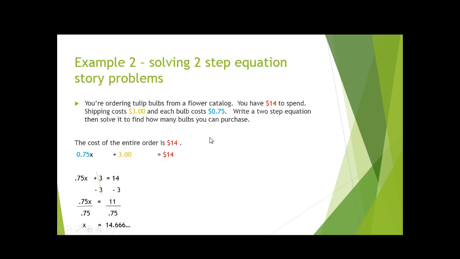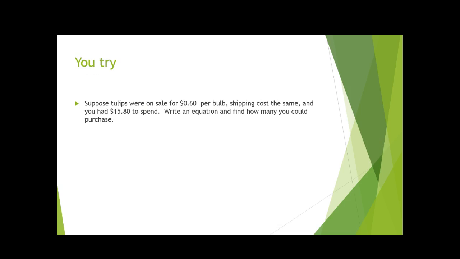When you're talking about a story problem, you need to decide what that means. It asks how many bulbs you can purchase. So can I purchase 15 or 14 bulbs? And the answer is you can only buy 14. You have a little money left over, that's what that 0.666 is, but you don't have enough for 15. You haven't reached 15, so you can't purchase it. You need to be able to interpret the information once you get the answer.